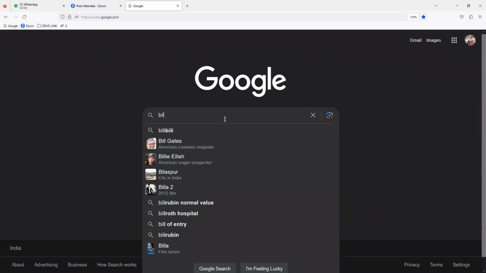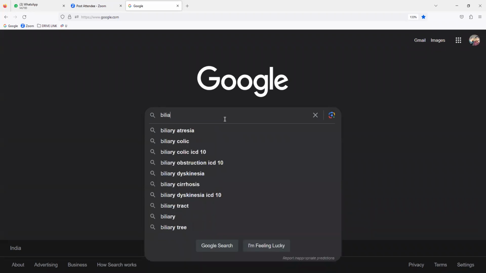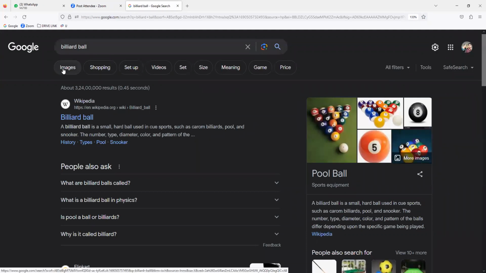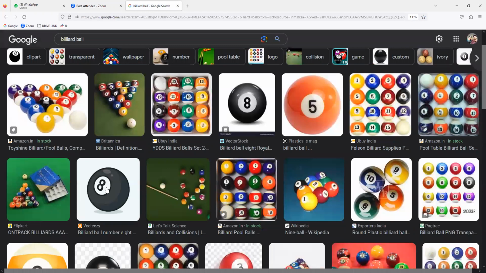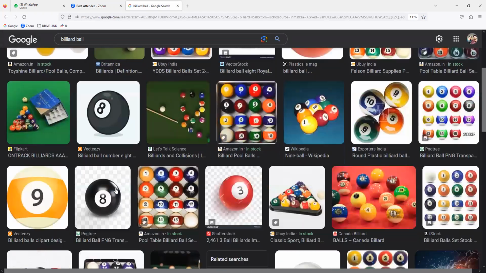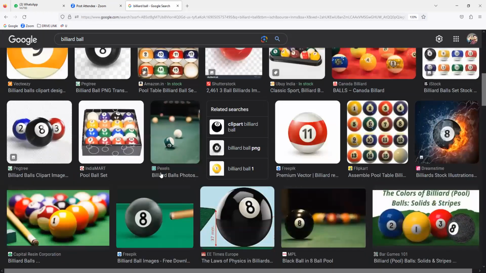Pool ball. Billiard ball. This game, you all know. Basically, the original name is billiard ball. So I think you all know this game. Am I right?